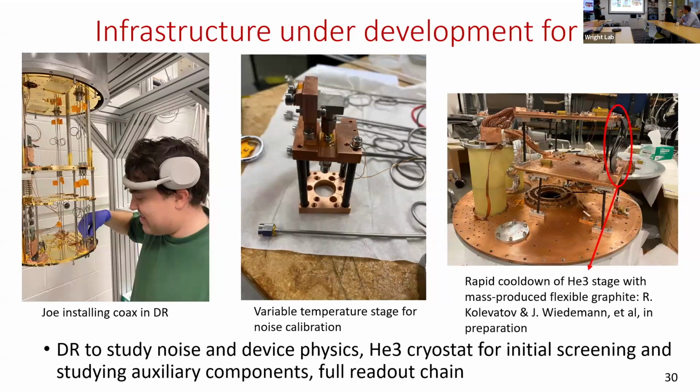So we have a lot of infrastructure under development. Joe showed some pictures of this earlier this morning. We've been installing coax in the DR. This is a variable temperature stage that we installed just last week to thermally characterize. This will be for noise calibration. So you have the stage up here that is isolated from the mounting point by these carbon fiber legs. And then the weak thermal link is actually a 30 gauge copper wire here. So the DR here will be used to study the noise and the device physics.